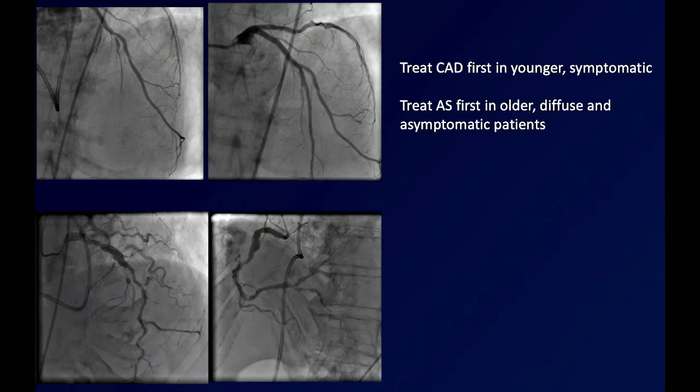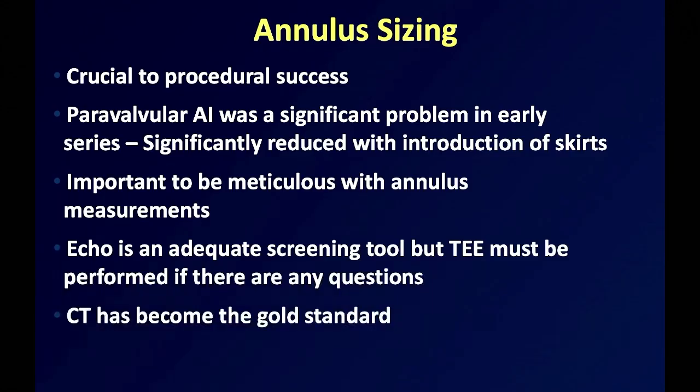So this is a coronary angiogram. Treat coronary artery disease in a younger symptomatic patient. Treat aortic stenosis first in older, diffuse, and asymptomatic patients. Okay, very simple. Try to simplify these things because you want to concentrate much time on the TAVR itself.